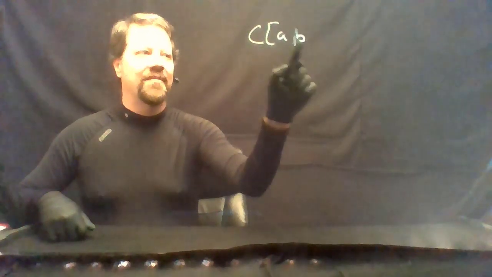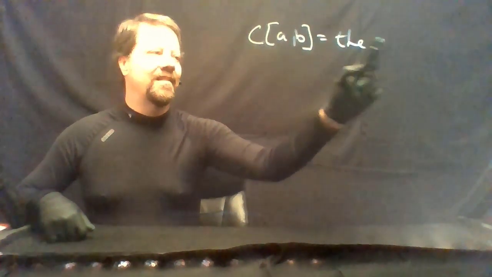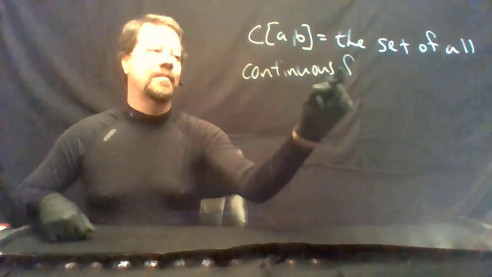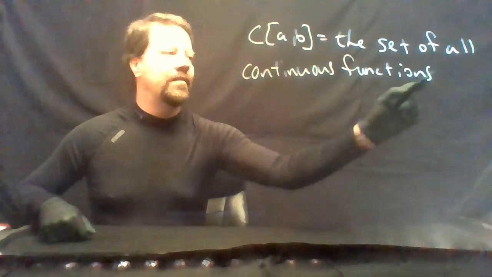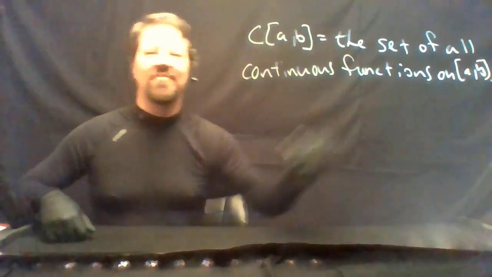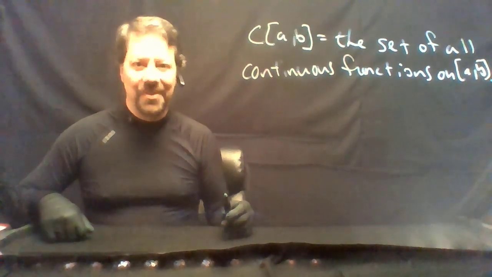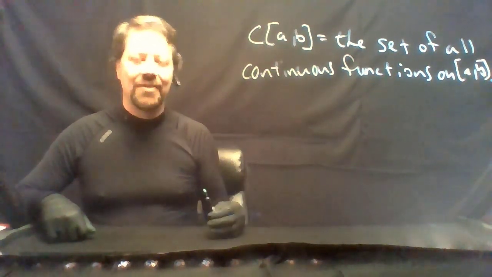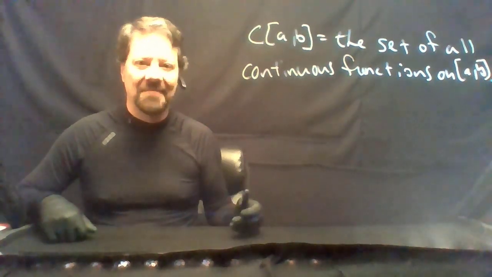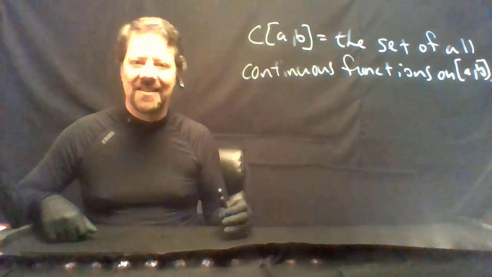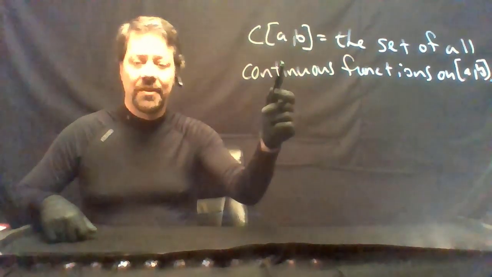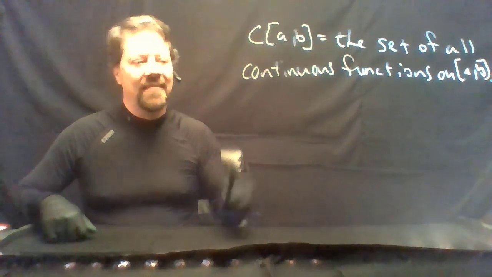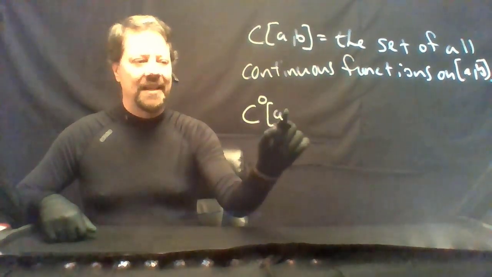C[a,b] is the set of all continuous functions on the closed and bounded interval [a,b]. If you add two continuous functions, do you get a continuous function? Yeah, that was a theorem in Calculus 1. If you multiply a continuous function by a constant, do you get a continuous function? Yeah. This is closed under both addition and scalar multiplication. And since these are functions, it will satisfy the other 8 properties as well. That means this is a vector space. It's sometimes denoted by C0[a,b].